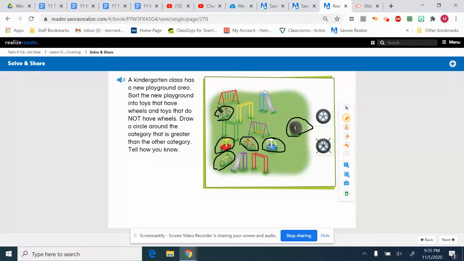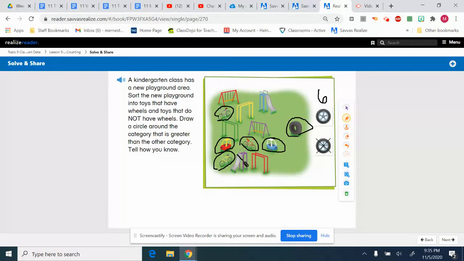But let's go ahead and count the ones with wheels. 1, 2, 3, 4, 5, 6. So above the wheel, let's make a number 6 because that's how many have wheels. Now let's count the ones that do not have wheels, and we'll just draw a line through them.